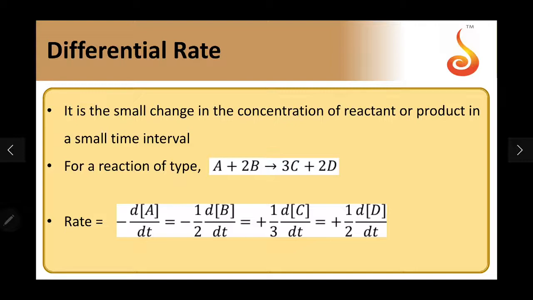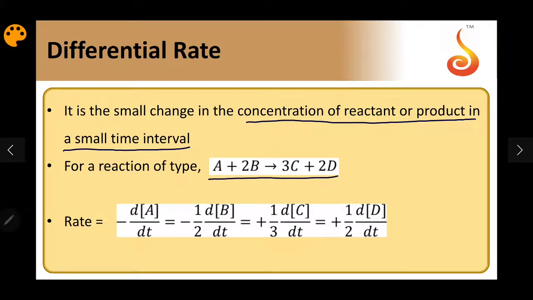Differential rate of a reaction. It is a small change in the concentration of reactant or product in a small time interval dt. So dC by dt, again, it is differential rate. So if I take a reaction A plus 2B gives rise to 3C plus 2D, I can write the rate as minus of dA by dt, and the stoichiometric coefficient will come as reciprocal here. So minus half of dB by dt is equal to plus 1 by 3 dC by dt is equal to plus half dD by dt.